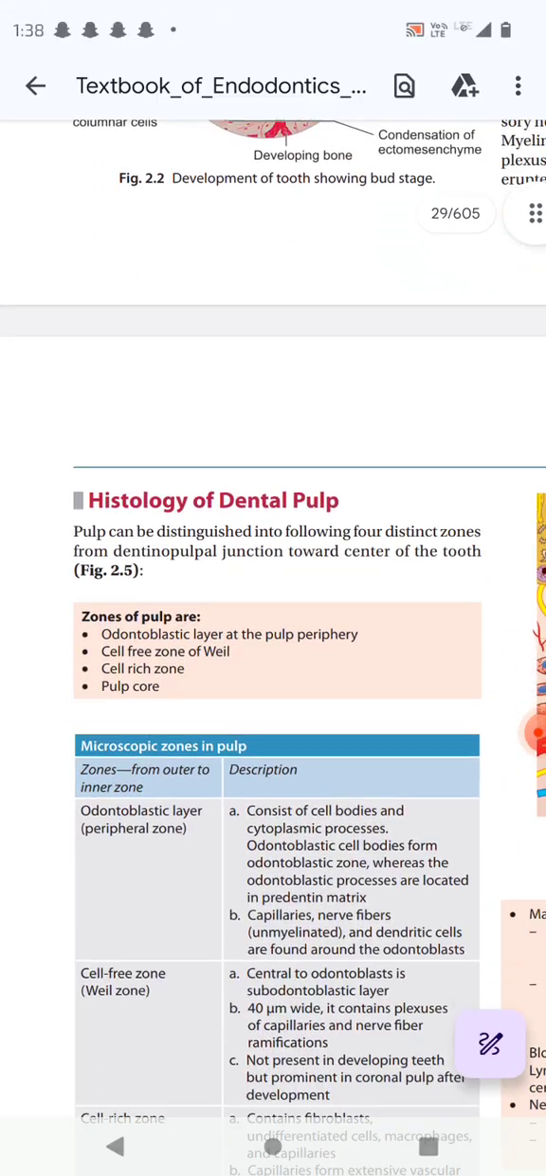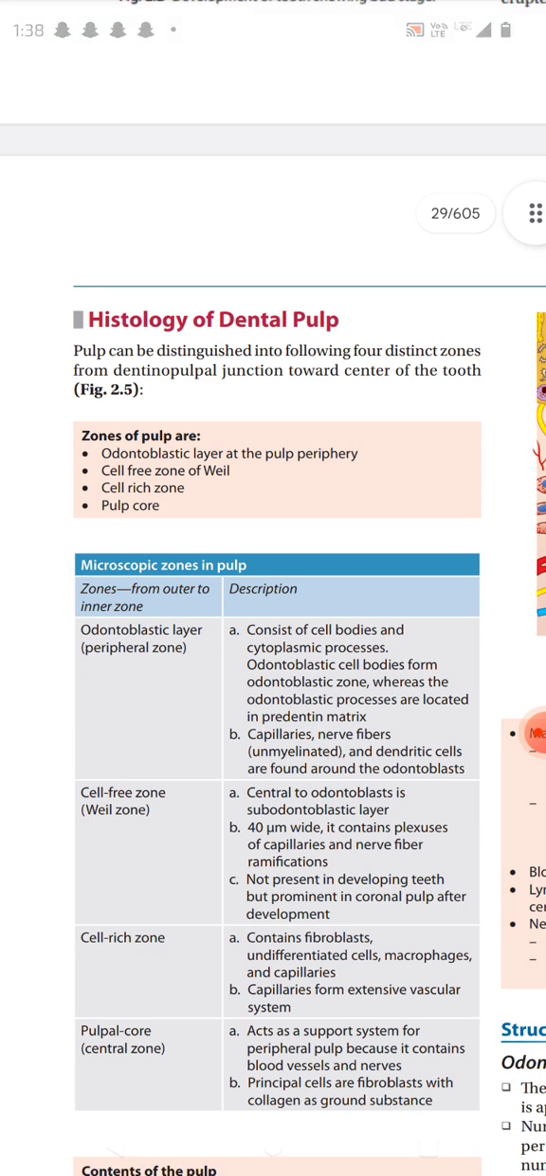Histology of dental pulp. Pulp can be distinguished into four zones. The zones of the pulp are: first, the odontoblastic layer at the pulp periphery; second, the zone of Weil; third, the cell-rich zone; fourth, the pulp core. First, microscopic zones in pulp.